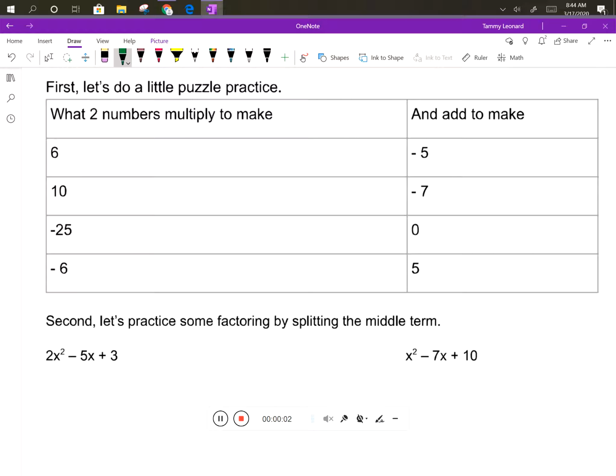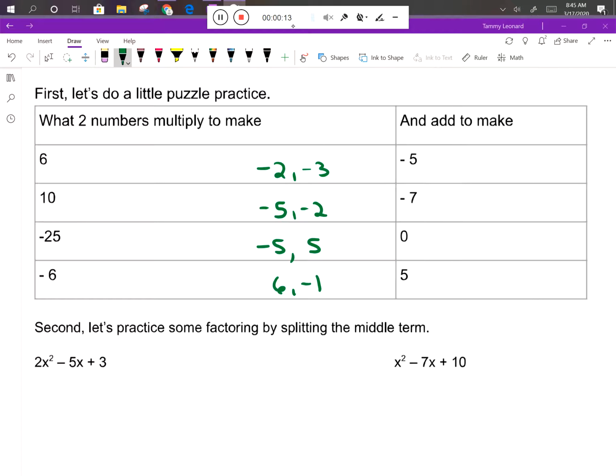First, let's start by doing a little puzzle practice. There are 4 puzzles for you to solve at the top of the page. Push pause, solve your 4 puzzles, and then when you're ready to check your work, push play. Take a minute and check your answers against mine, and then let's get started on practicing some factoring by splitting the middle term. Push pause if you need a moment before you move on.